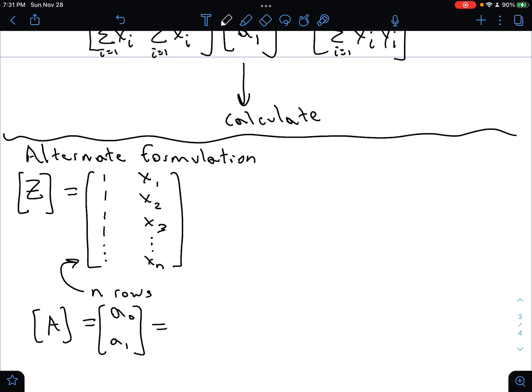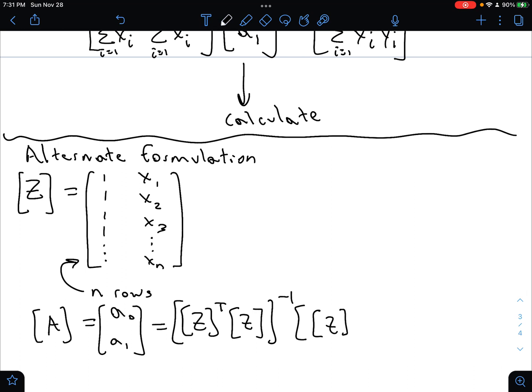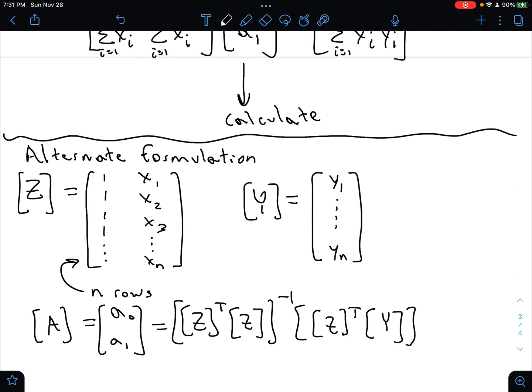are going to equal Z transpose Z inverse times Z transpose Y. Oh, and I should have defined Y. So the vector Y is just Y1 through Yn. So this may seem rather complicated or bizarre, but this is also relatively easy to calculate.